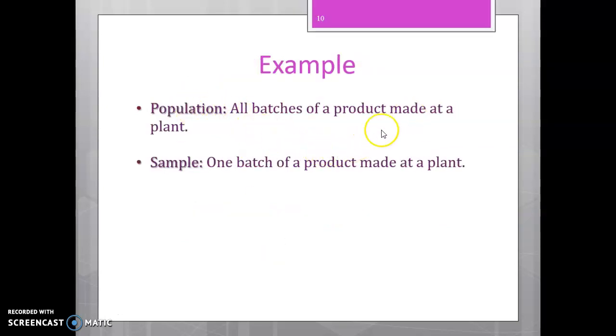Population: all batches of a product made at a specific plant. Sample: one batch of that product at that plant. Okay, so that's what we're talking about. You might be seeing a problem, and it seems as if you found a pattern. They're all coming out of one plant. There's a problem. So that's your population, that one particular plant making that particular product. So let's take one sample and look at one batch, and that's how you resolve your issues.